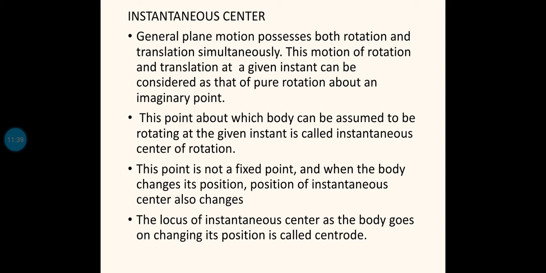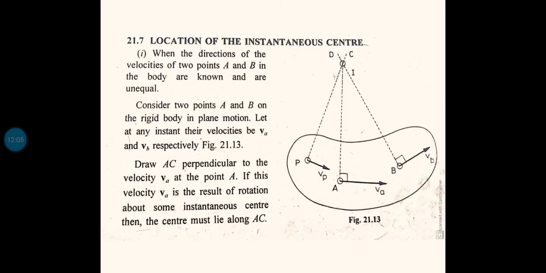Now this point is not a fixed point, and when the body changes its position, the position of the instantaneous center also changes. See, it is specifically mentioned here, this is not a fixed point. For every instant we can find the instantaneous center for that particular instant, and from time to time it will be different. The instantaneous center is not going to be constant for all the time. The locus of the instantaneous center as the body goes on changing its position is called the centrode. That is not much important for us. Now we will move on to the topic of how to locate the instantaneous center. Now I will explain the concept with a figure.